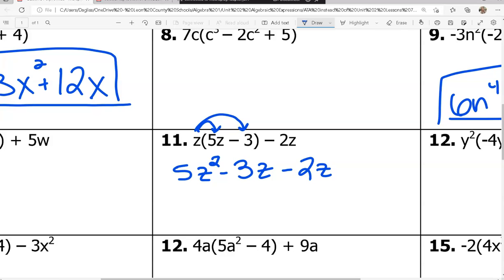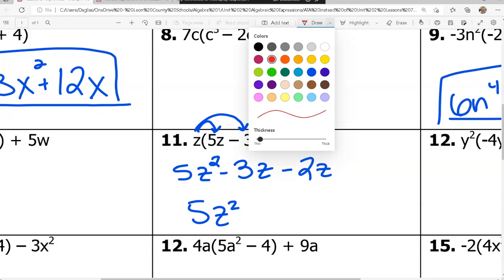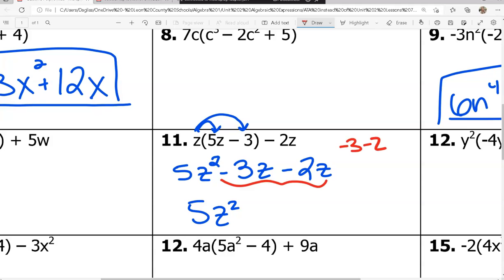No? Can we combine like terms this time? My last 2 are just a z, right? So I can combine like terms on the end. So 5z squared is still by itself. But what is -3 minus 2? Careful. -3 minus 2. We're going down some more. -5. So that becomes -5z. And now we're done. So that should help you, Jaden, with the other one.